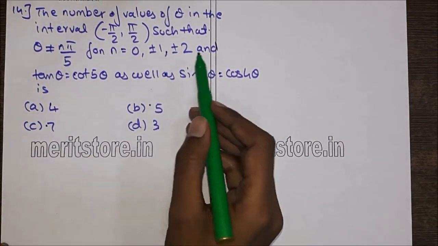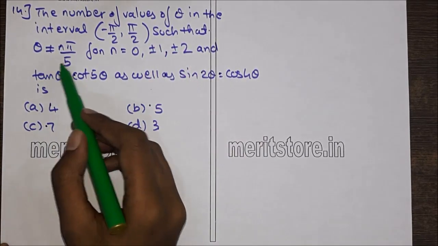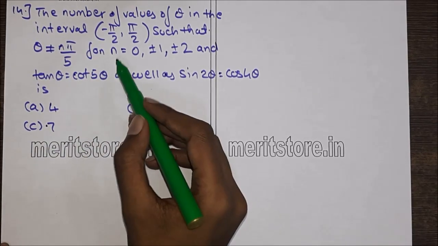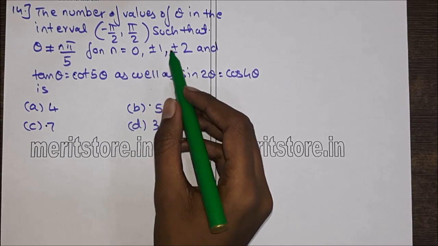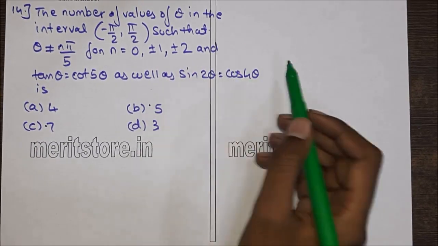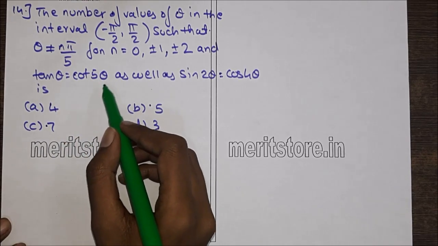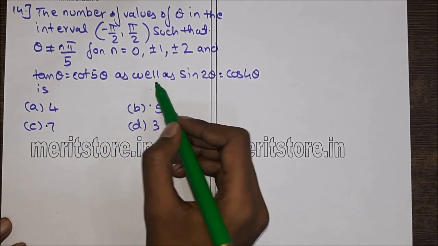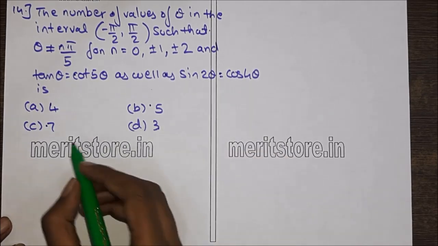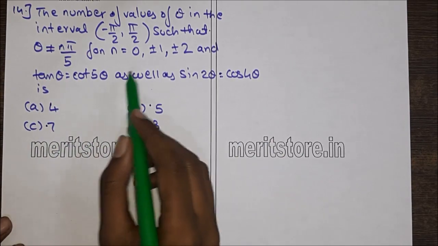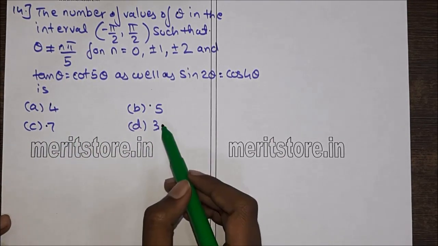The number of values of theta in the interval minus pi by 2 to pi by 2 such that theta is not equal to n pi by 5 for n equal to 0, plus or minus 1, plus or minus 2, and the conditions are: condition 1 is tan theta is equal to cot 5 theta, and condition 2 is sin 2 theta is cos 4 theta. So the number of values of theta may be 4, 5, 7 or 3.